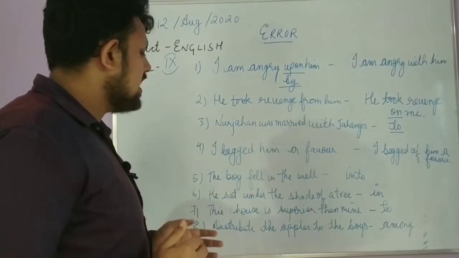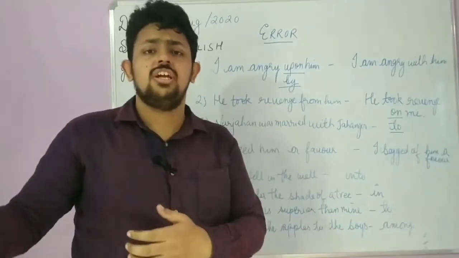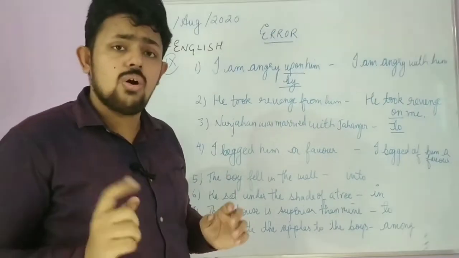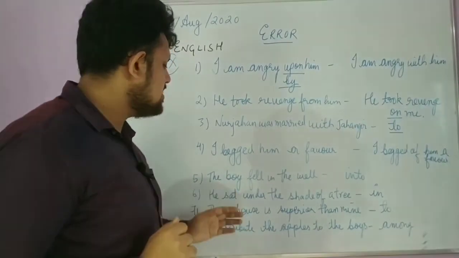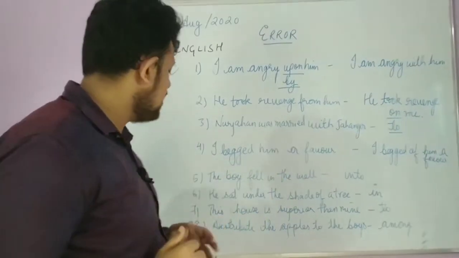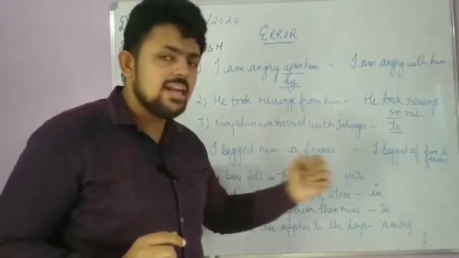Next, he sat under the shade of a tree. We often say this. He is sitting under the shade of a tree. Under the shade. But under is always wrong. What do we have to say? He sat in the shade, in the shade of a tree. So you will never use under now. You will always use in.